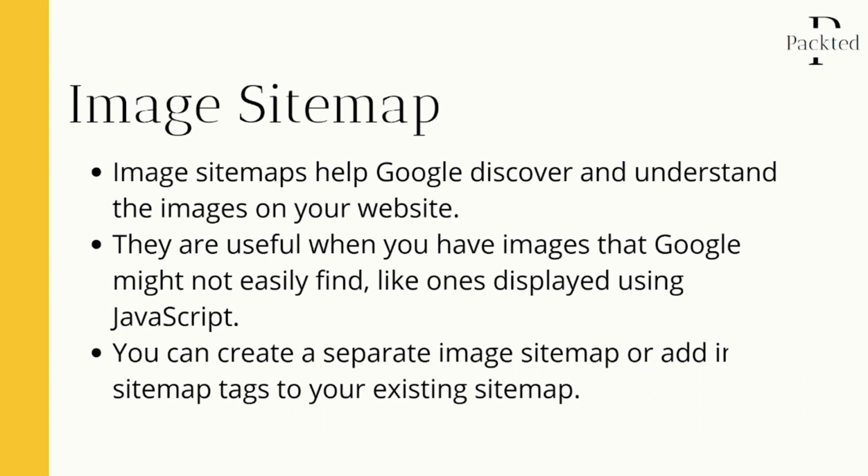You can add the image sitemap tags to your existing sitemap if you don't have too many images on your website. But if you have too many images on your site and you want to include them, then ideally you should make a separate image sitemap so that the main sitemap file does not get bulky.